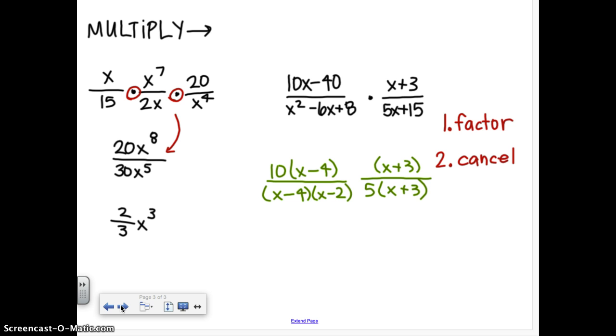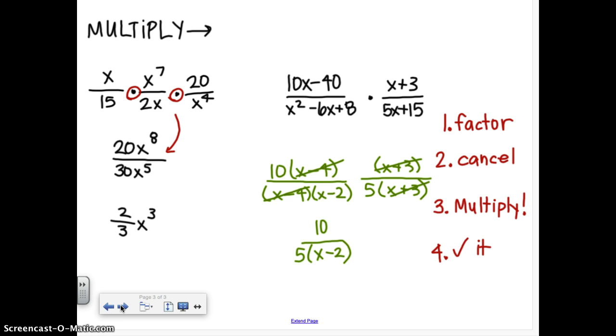Now, it says cancel. Okay, how do I cancel? Well, I see an x minus 4 and an x minus 4. I see an x plus 3 and an x plus 3. Great. Once you've canceled as much as you can, now it's time to multiply. Now it's time to actually do the multiplication. So in the numerator, 10 times nothing there is 10. Then I got 5x minus 2. The very last step is to check it.